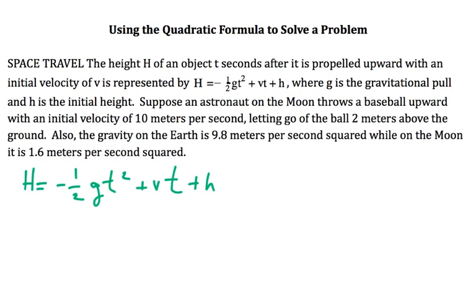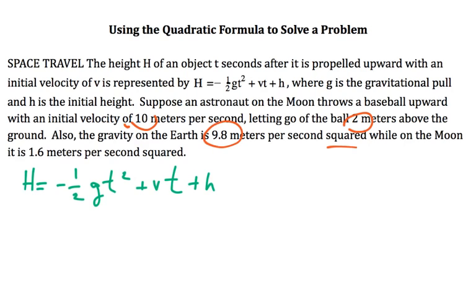Suppose an astronaut on the moon throws a baseball upward with an initial velocity of 10 meters per second, letting go of the ball 2 meters above the ground. Also, this is gravity on Earth, which is 9.8 meters per second squared. By the way, that's the units, meters per second squared. While on the moon, it is 1.6 meters per second squared.